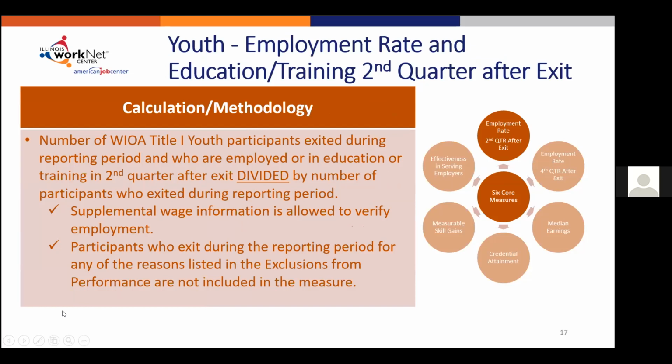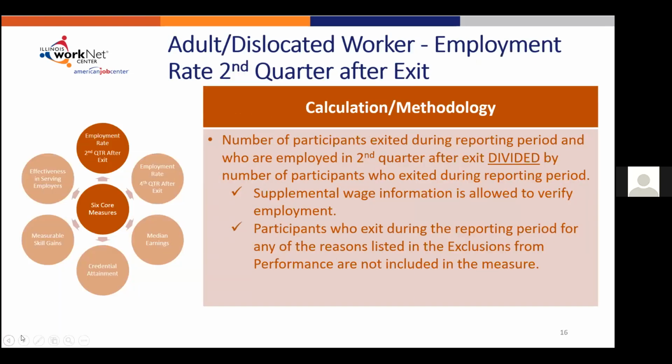Okay, so firstly, we're going to talk about the youth measures, the youth employment rate and education or training in, okay, sorry, let's talk about the adult and dislocated worker first. It's a little simpler. So for adult and dislocated worker, we're looking at the employment rate second quarter after exit. This is a reference slide.